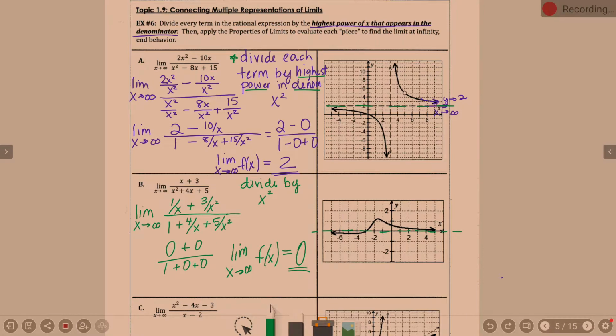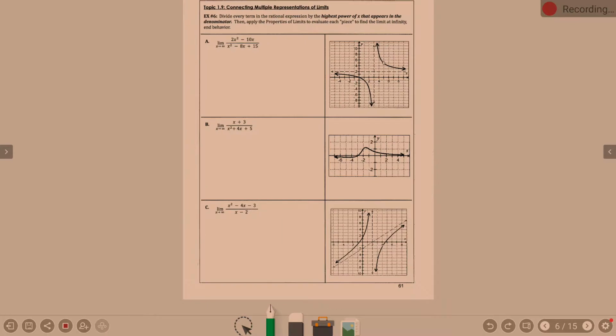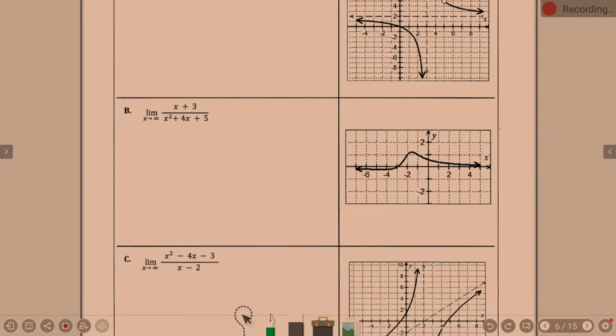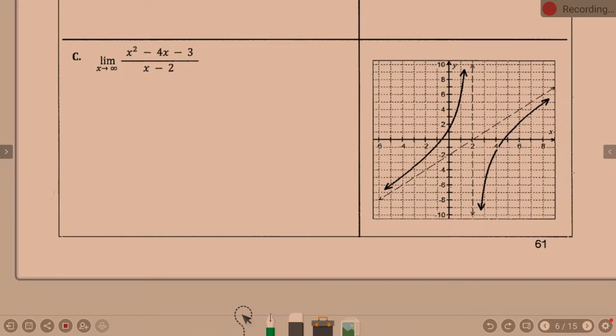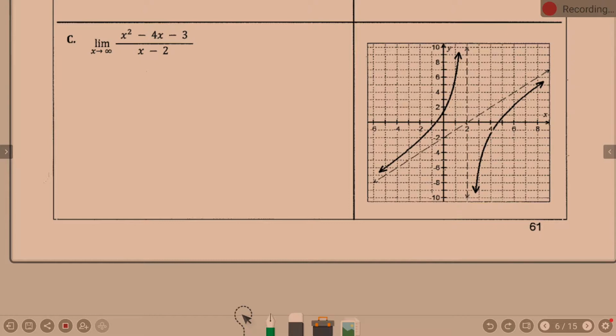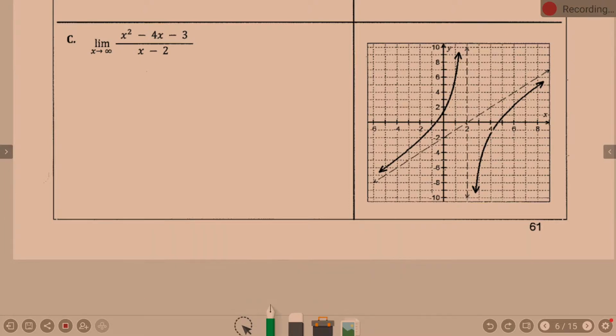Okay. Oops. Yeah, this is right. I just need to zoom in, don't I? Ooh, really big. Okay.